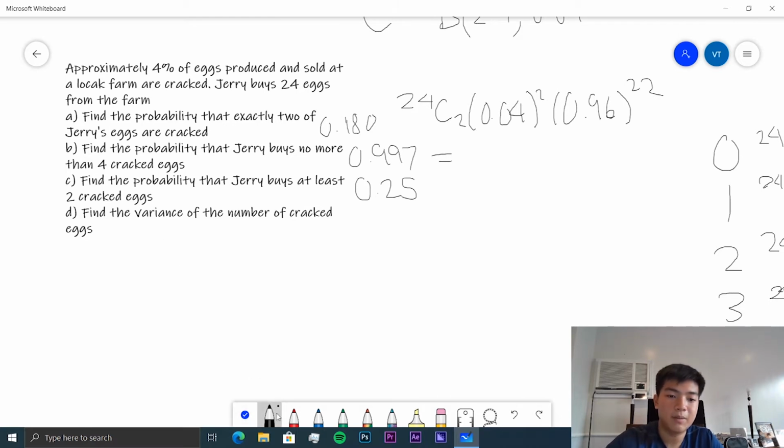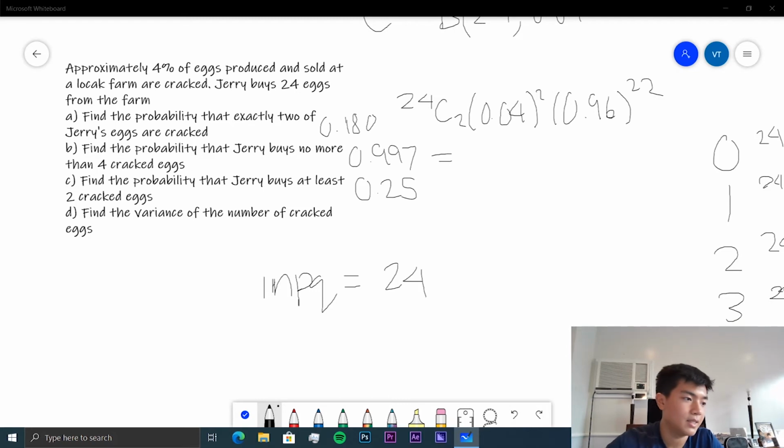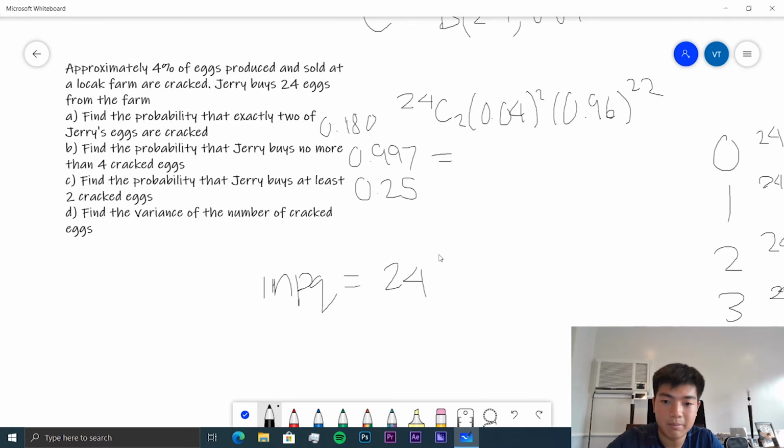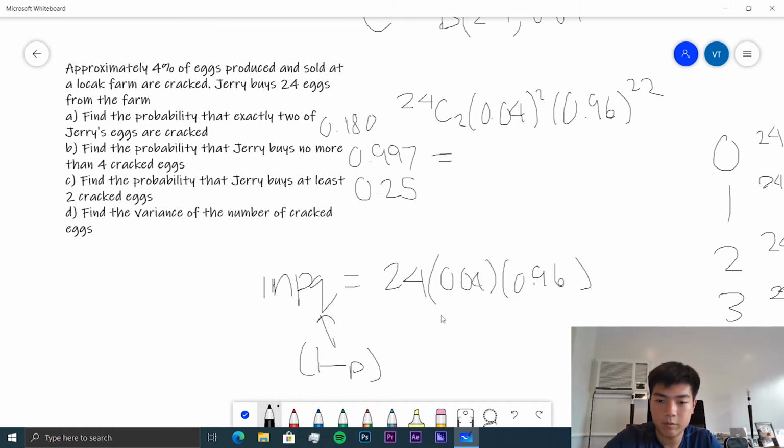Finally, find the variance of the number of cracked eggs. Remember, in the binomial distribution, variance is equal to NPQ, which is 24 times P times Q, where Q is 1 minus P. So 24 times 0.04 times 0.96 is equal to 0.9216. So just under 1 cracked egg of variance.